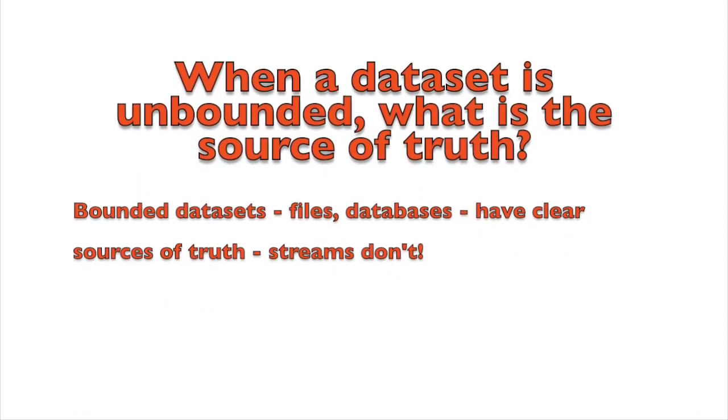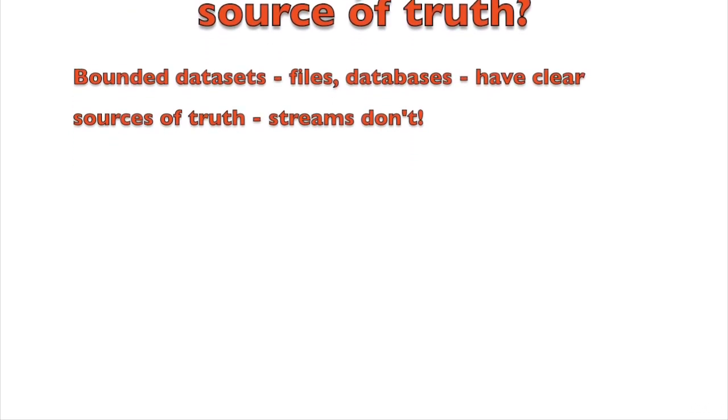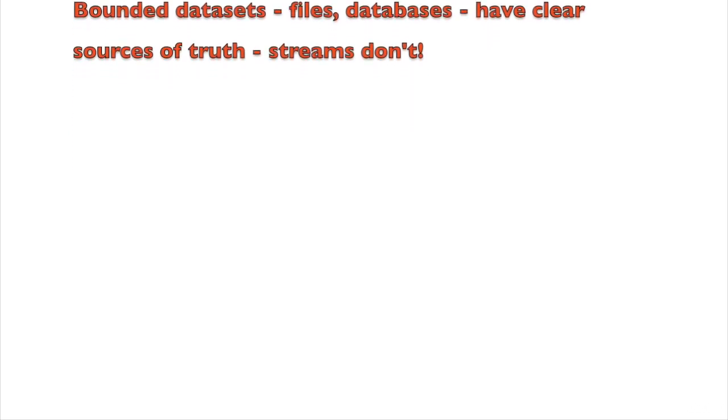Now, if you have a bounded data set like a file or a database, the source of truth is all of the data in that file or database. But if our data set is unbounded like a stream, what then is the source of truth? Let's keep this question in mind as we talk about PubSub.